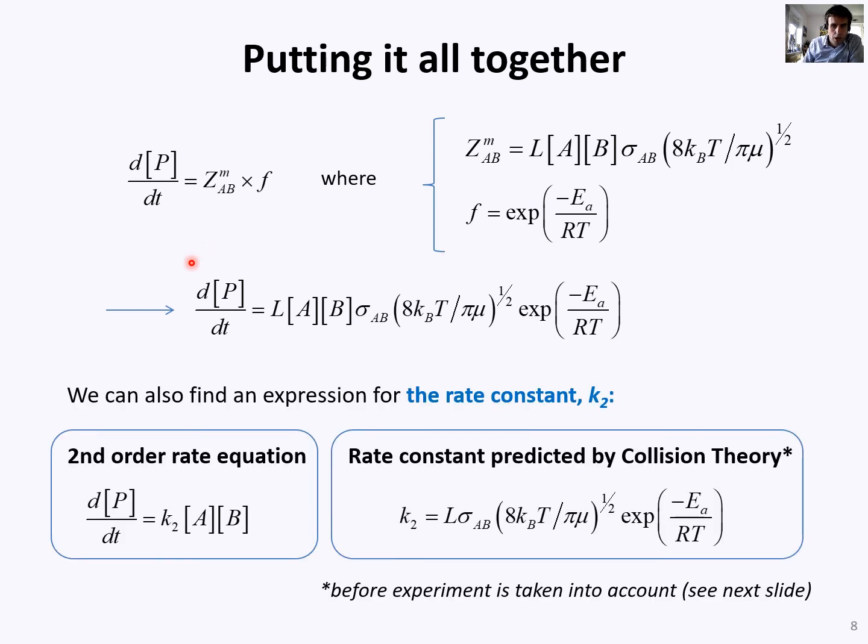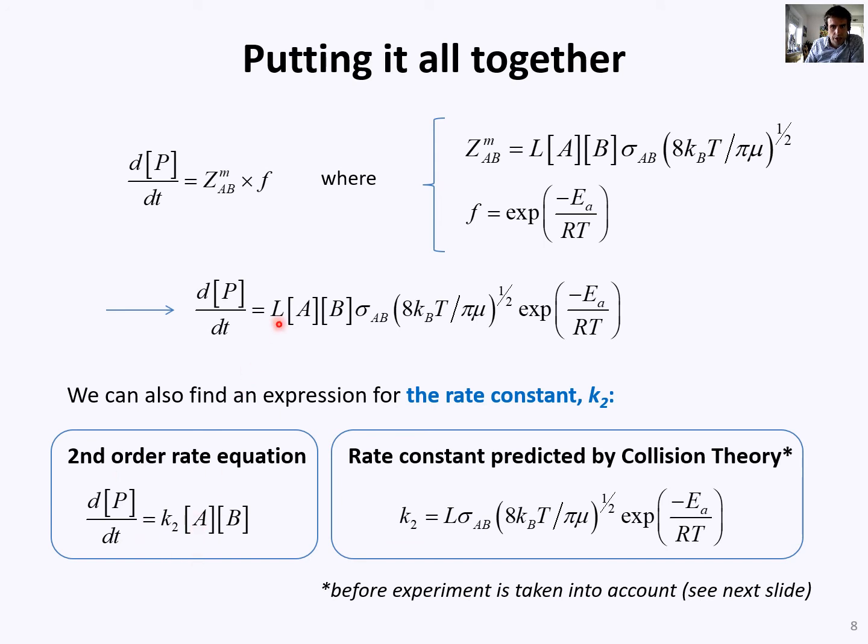Okay. Obviously, this is for the rate, but we can also find an expression for the rate constant itself. And this will be particularly useful because we can then compare this to, for example, Arrhenius theory, which doesn't relate rate to temperature and to activation energy, but it relates the rate constant to it, doesn't it? And so we just remember here that the second order rate equation is given like this.